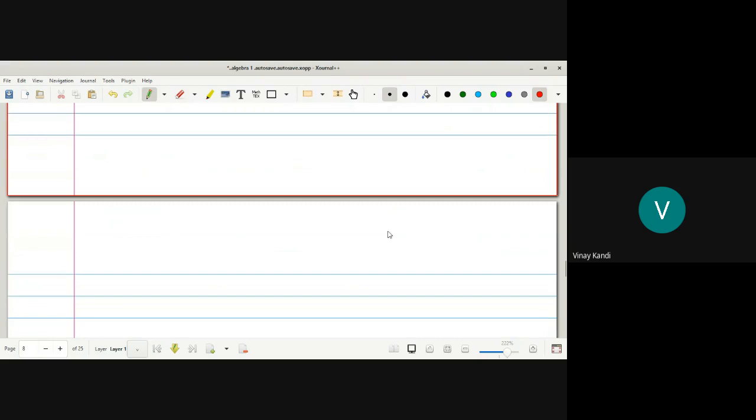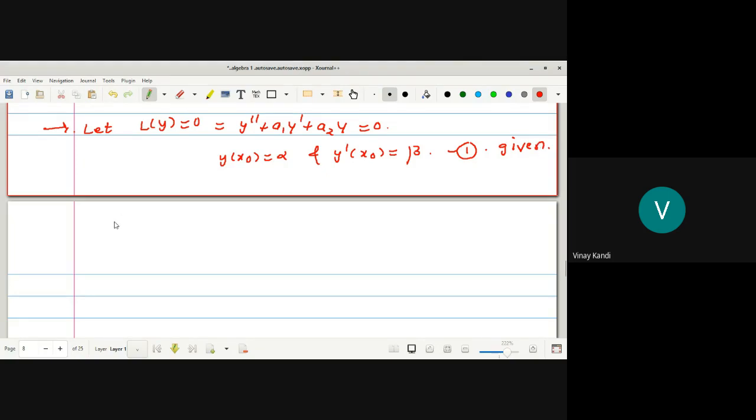Okay. Now let's see the proof. What is given to us? Let L of y is equal to 0, that is, y double dash plus a1 y dash plus a2 y is equal to 0, and y of x naught is equal to alpha and y dash of x naught is equal to beta. Call it equation number 1, which is given to us. Okay, now we have to prove that there exists a unique solution, the uniqueness of the solution. For this we suppose phi and psi are the two solutions of initial value problem 1.